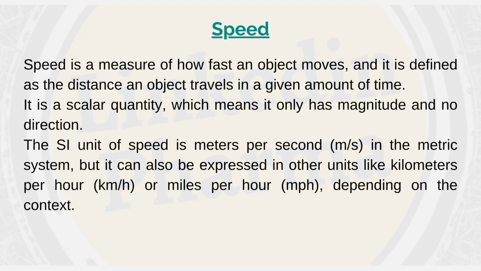Speed. Speed is a measure of how fast an object moves, and it is defined as the distance an object travels in a given amount of time. It is a scalar quantity, which means it only has magnitude and no direction. The SI unit of speed is meters per second in the metric system, but it can also be expressed in other units like kilometers per hour or miles per hour, depending on the context.